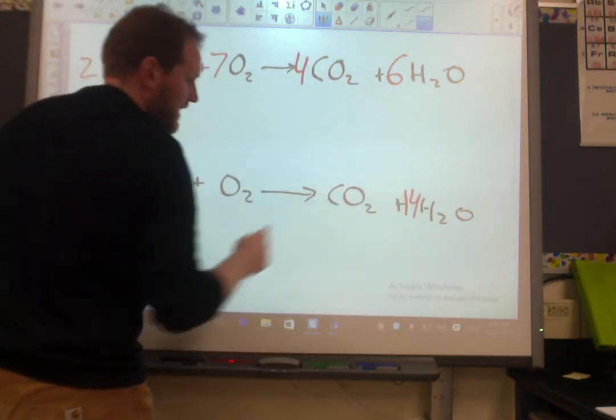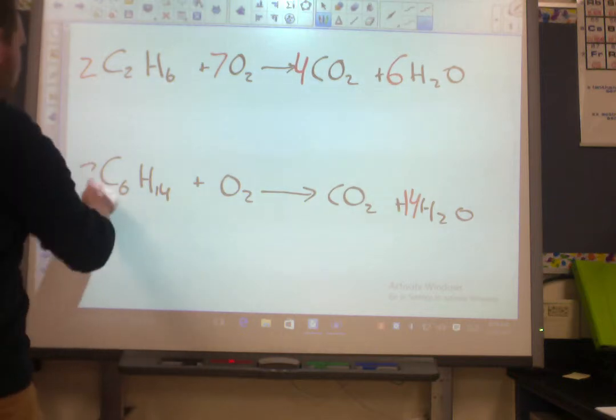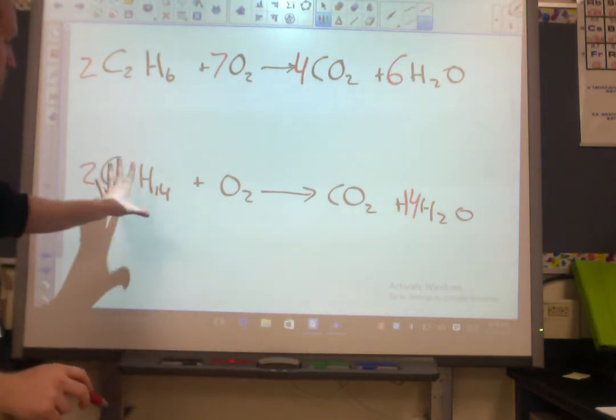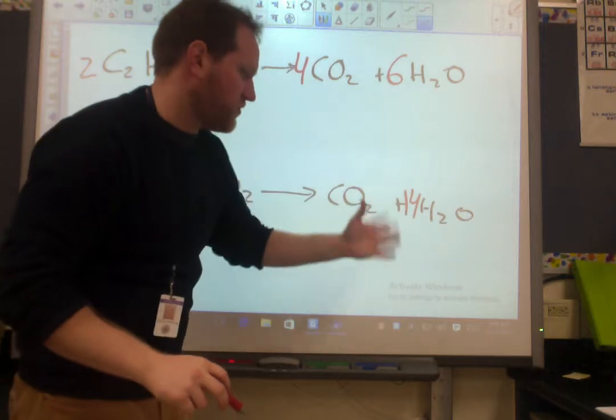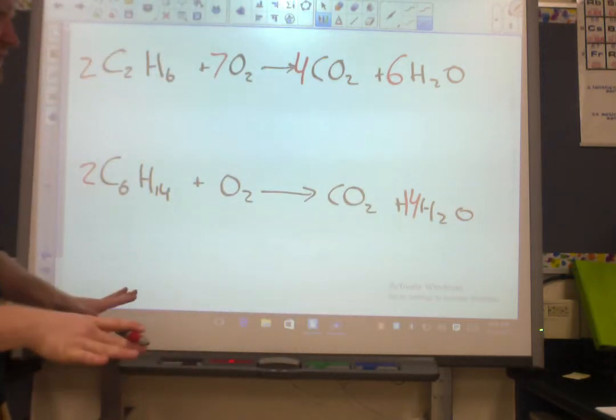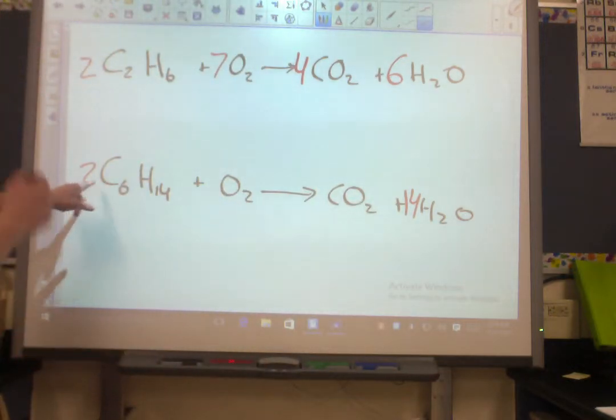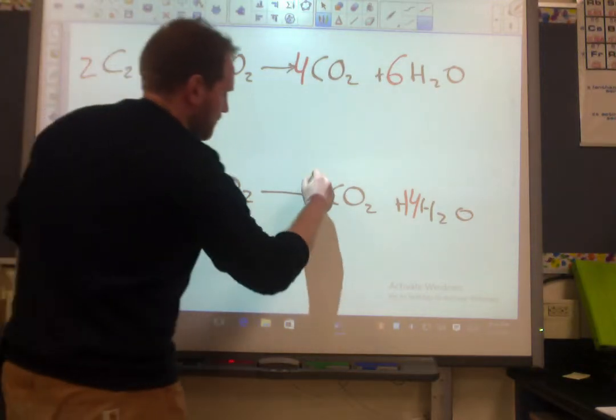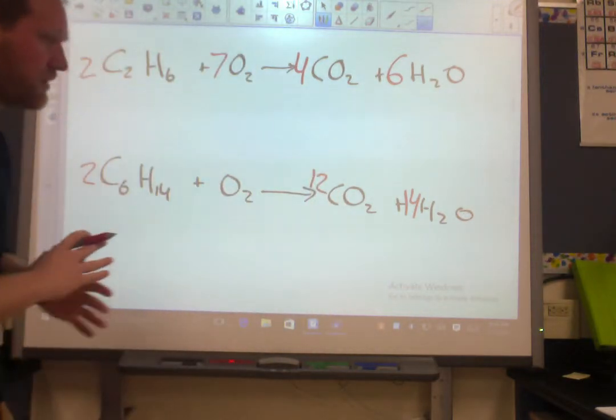So that's going to give me 28 hydrogens. So I'm going to put a 2 here. So 2 times 14 is 28 hydrogens. 14 times 2 is 28 hydrogens. And now I have an even number of O's. Now let's do my carbons. 2 times 6 is 12. So let me put a 12 here. Still good on my O's.